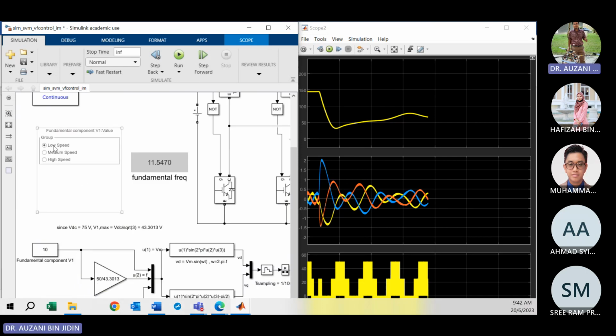Okay, for low speed, initially I set low speed. This means the fundamental value is 10 volt. The frequency will be 11. Please calculate 10 multiplied by this gain: 10 multiplied by 50 divided by 43.3013. Then you get 11.